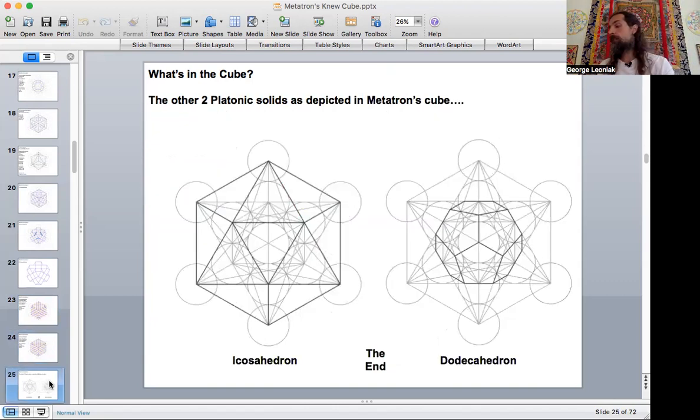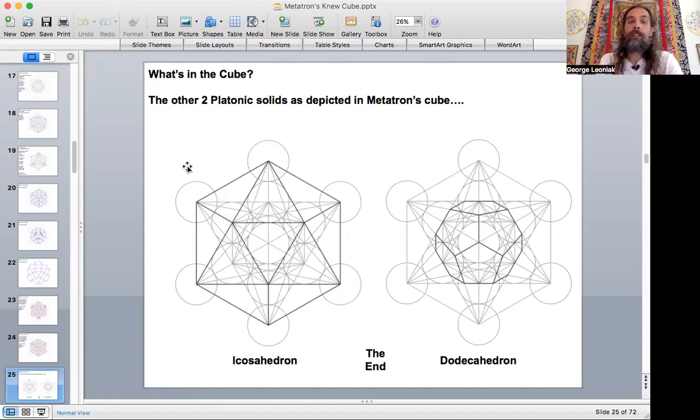And then, as Metatron's cube states, we've got all that stuff that I just showed you in there. It's all in there. It's great. And then we've got these other 2 Platonic solids in Metatron's cube, the icosahedron and dodecahedron. And okay, that's the end of the presentation, pretty much. I do have about 40 more slides or so, but we're going to continue because really that's not the end of the presentation.